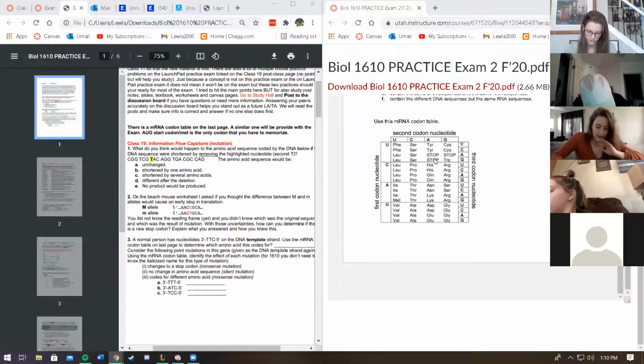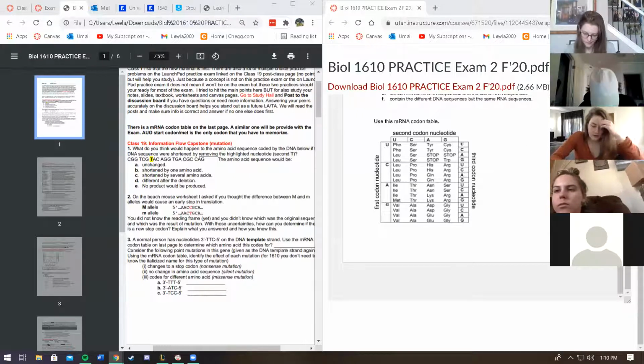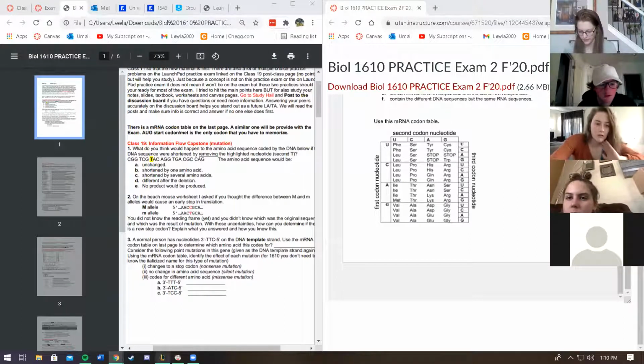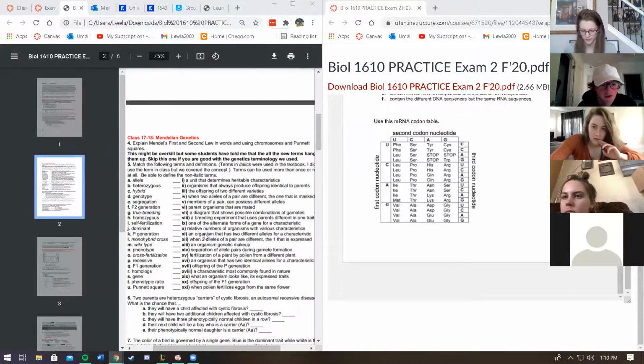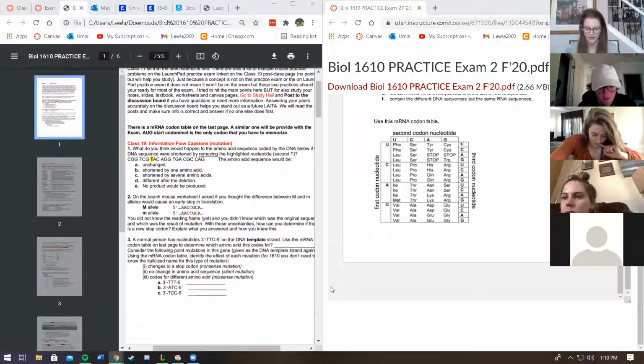So the template strand in this example is going 3' to 5', and then the mRNA is 5' to 3'. Yeah, I think you're right. I think it would be GUU. Okay, that definitely makes sense to me. Are we still on number 3? Sorry, I was setting up my screen. Yeah, we're on number 3. Okay, and then GUU would code for VAL.